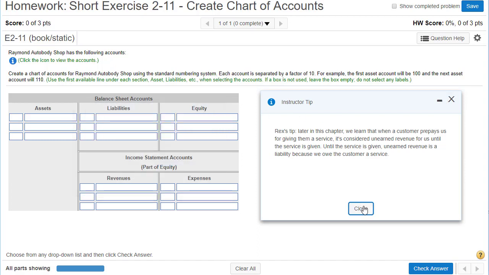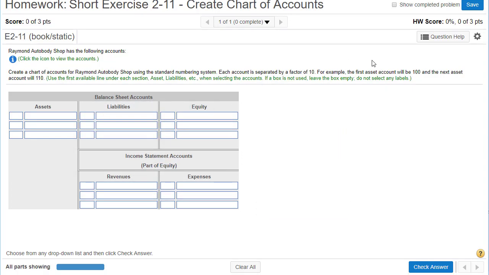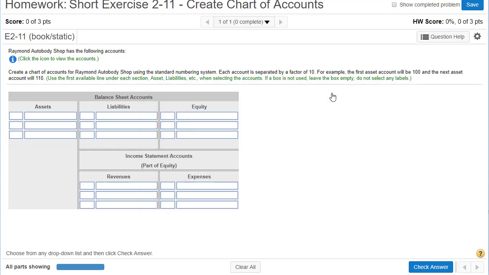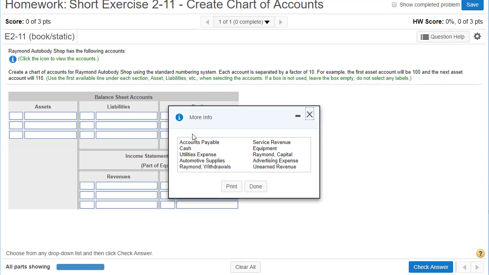So let's talk about this problem. And of course, if you ever need to see the instructor tip again, you go to question help and click on instructor tip. So a chart of accounts is just the official list of a company's accounts. So let's look at this company's accounts. Notice the cash account is called cash. It's not called checking account. It's not called savings account. This company calls it cash.